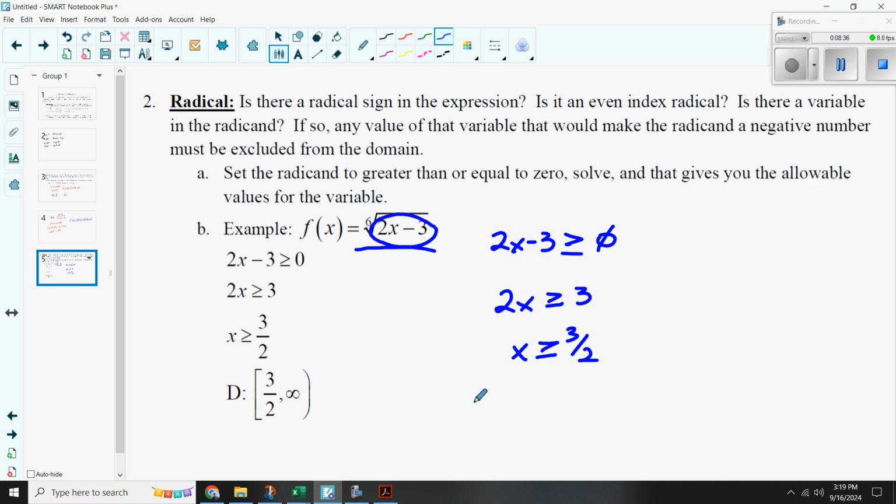So my domain starts at 3/2, and 3/2 is included because it's greater than or equal to. That's why I use the bracket, and it goes all the way to infinity. So that's how I solve. If I have a radical sign, just take the radicand and set an inequality greater than or equal to 0, because we're not allowed to have any radicand that is less than 0, that is a negative number.